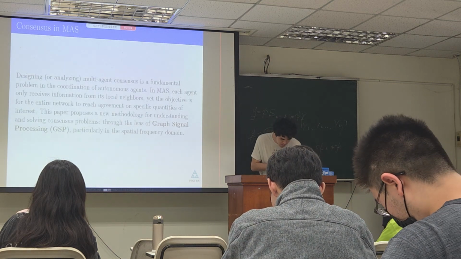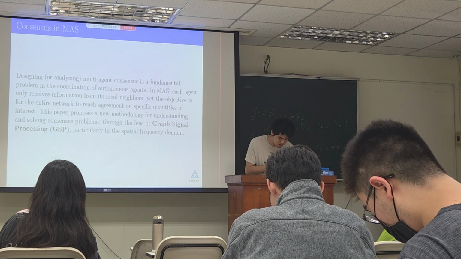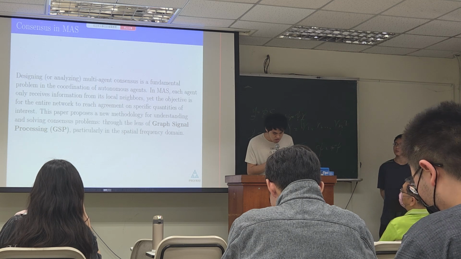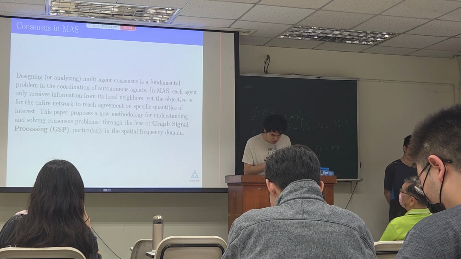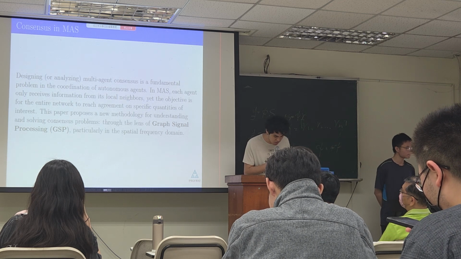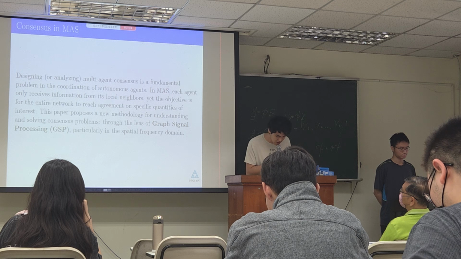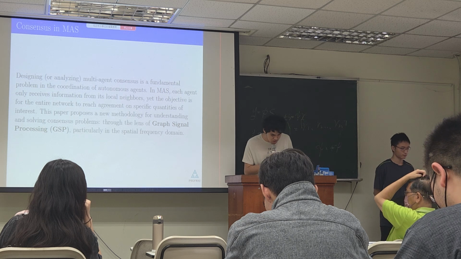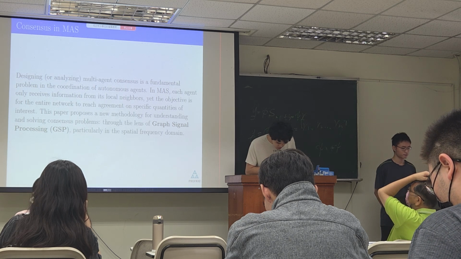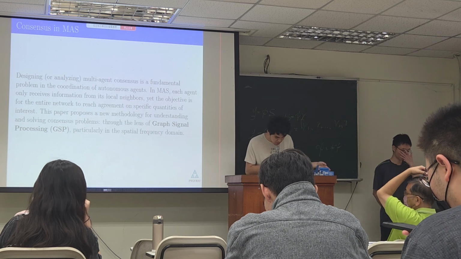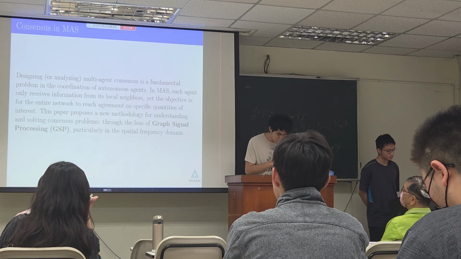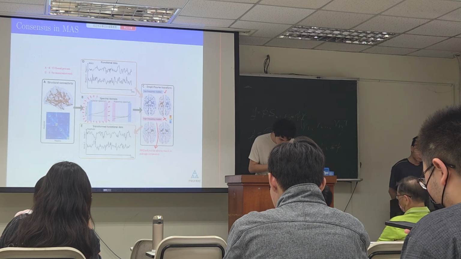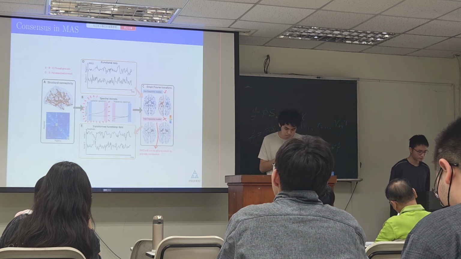From the last presentation, you know that in MAS each agent only receives information from its local neighborhood. Yet the objective is for the entire network to reach an agreement on a specific property of interest through some mathematical approach. But if you use the GSP graph signal processing filter, you can actually get the same result. To help you understand easily, I made a brief picture.